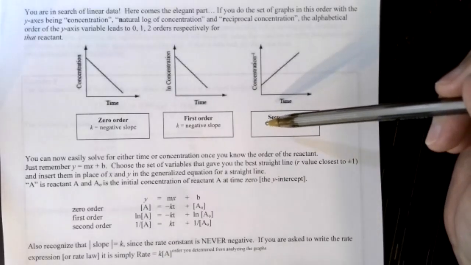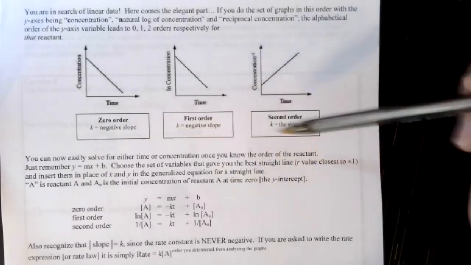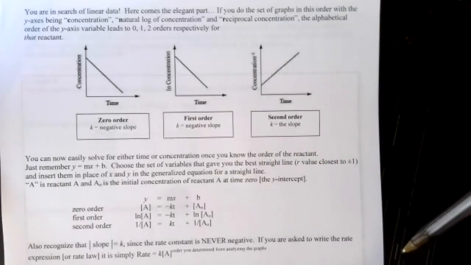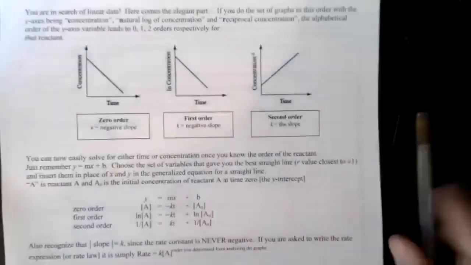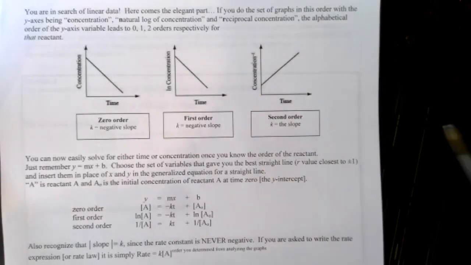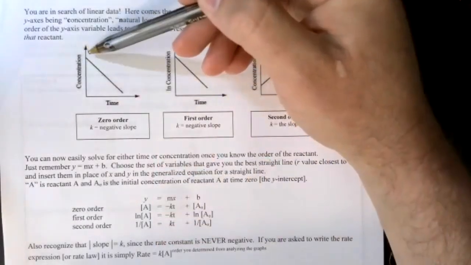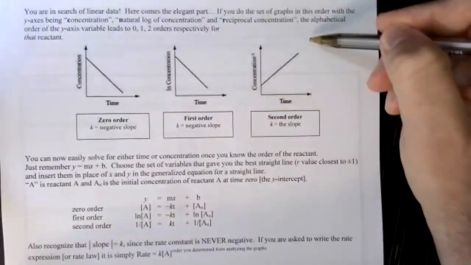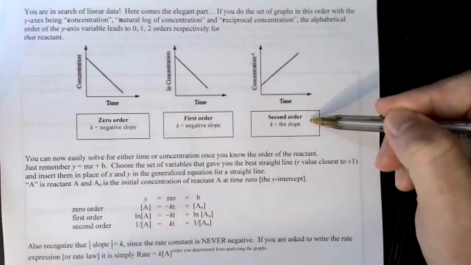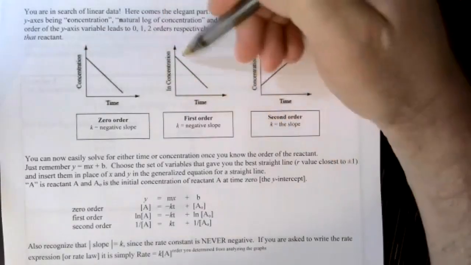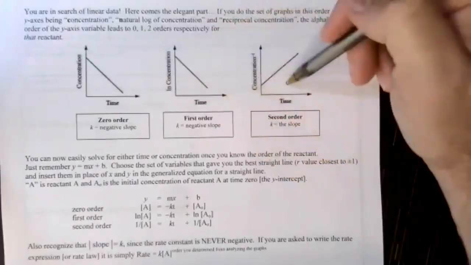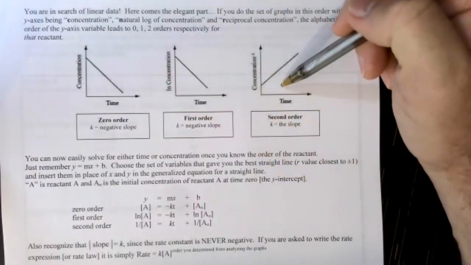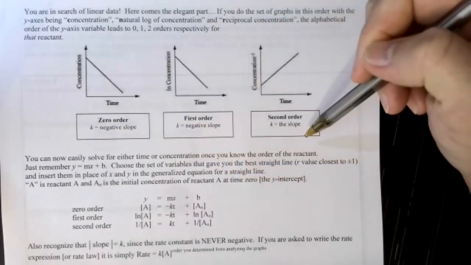So they're probably going to give you graphs or some idea about the graphs or ask you to explain the graphs. So if you have graphs, and you had a curve here and a straight line here, well, then you know it's second order. If you had a curve here, a straight line here, and a curve here, you're going to know it's first order. So whichever one gives you that straight line, that's which order your reaction is.